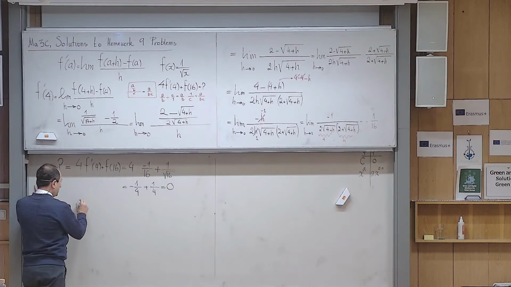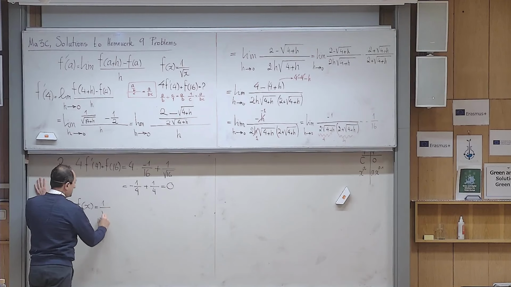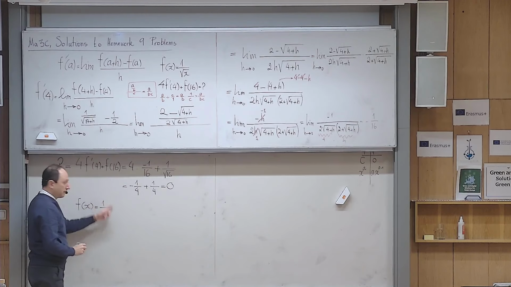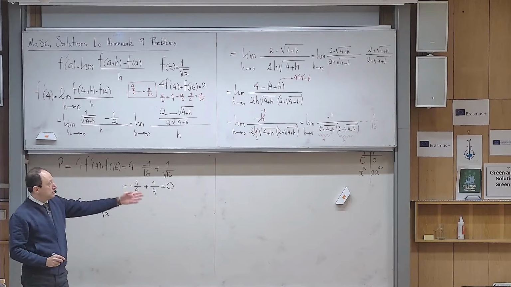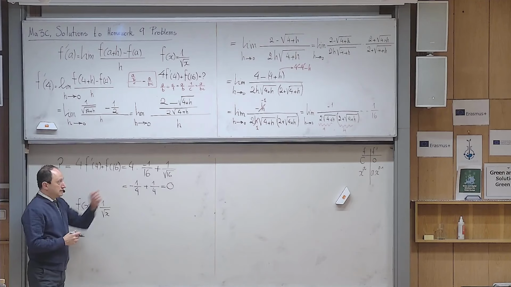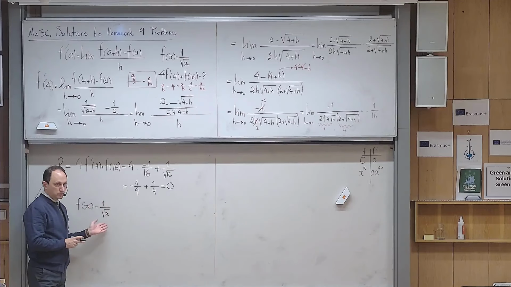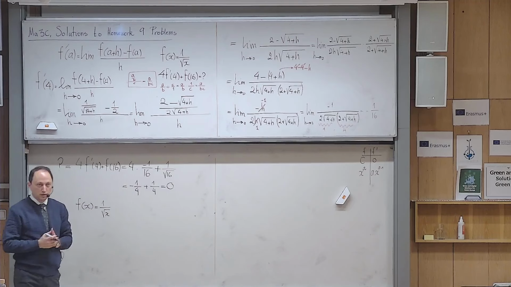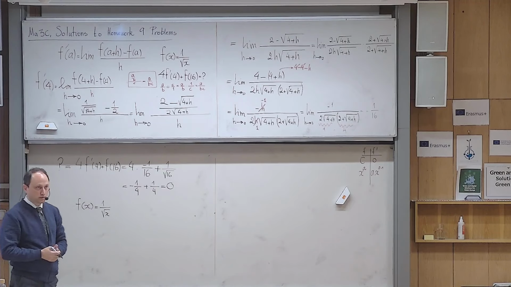Because there is still one obstacle in front of me, and the obstacle is that this is not in my table. This function is not in my table, yes? I can only use that table if I have a constant function or I have a power function. But here I have a third function, a radical function, a square root function. I have to change it, yes?